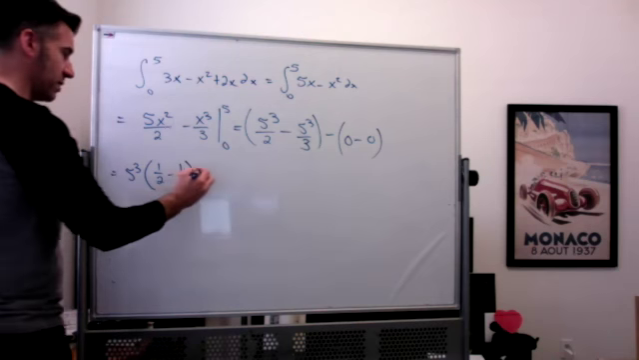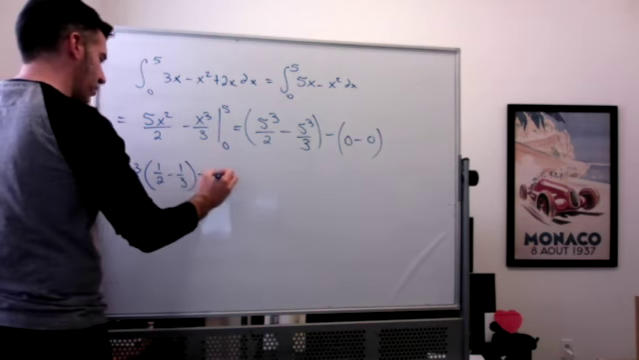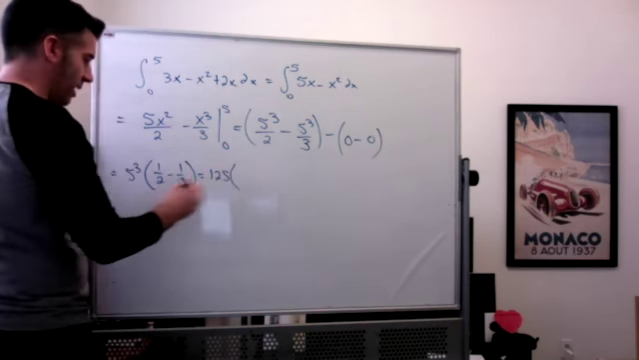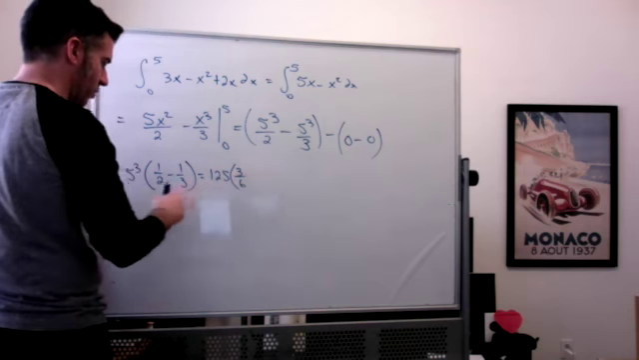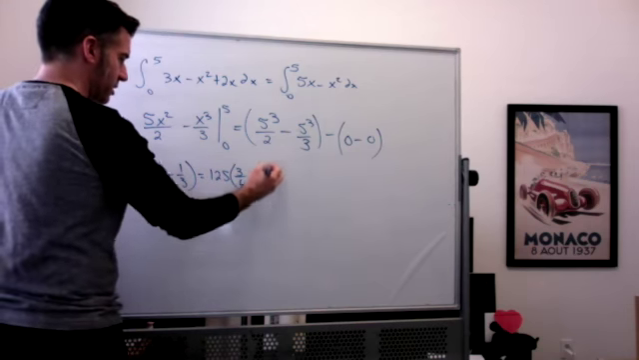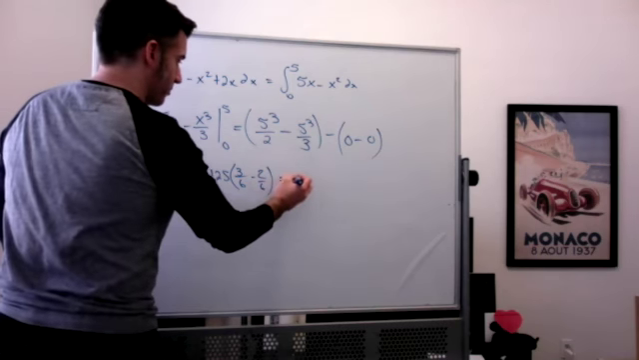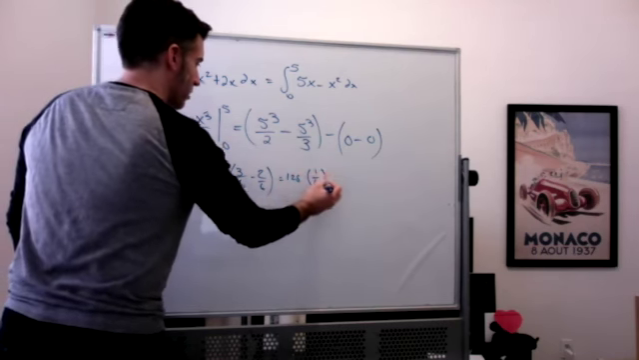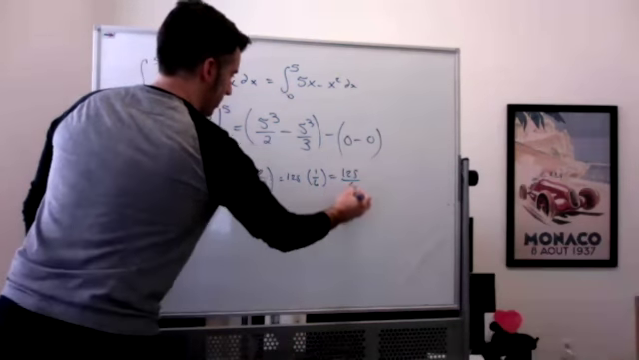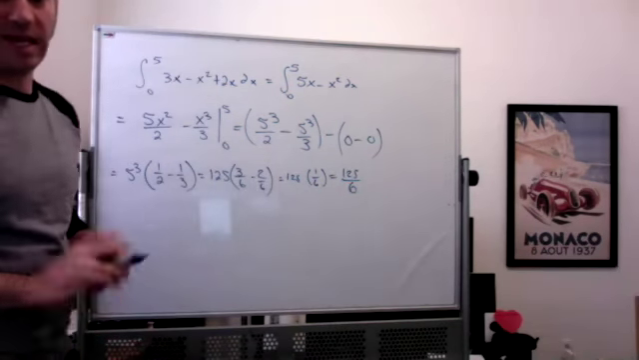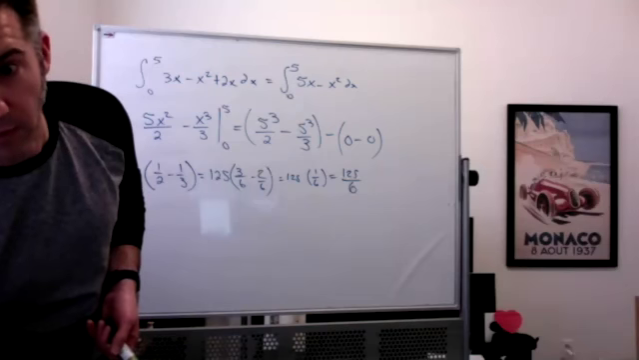So then this becomes 5 cubed is 125. 1/2 is 3/6. 1/3 is 2/6. So you have 125 times 1/6, which is 125 over 6. And that would be the area between these two curves.